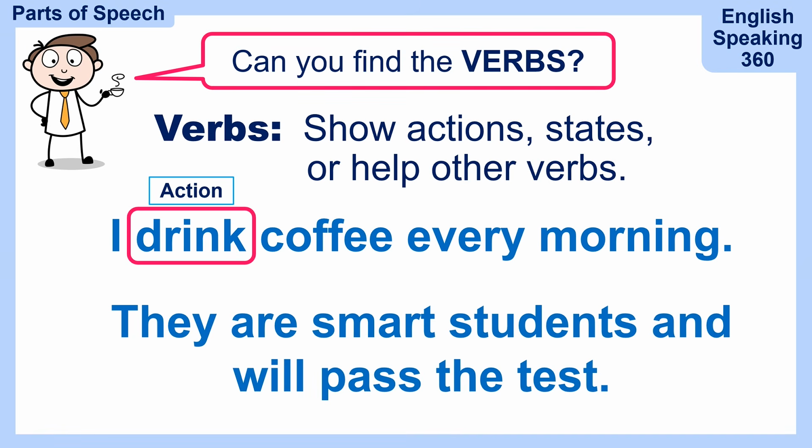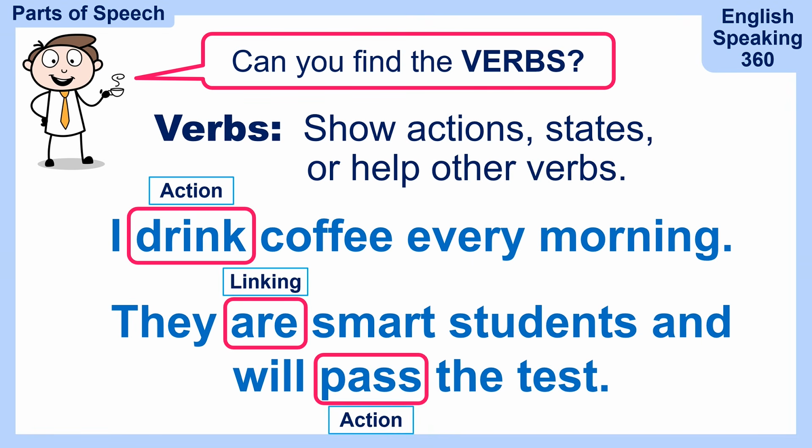How about this sentence? They are smart students and will pass the test. In this sentence, you have many verbs. Where are they? The first verb is are, the verb to be, and that is a linking verb. We also have pass the test. That is an action verb, but pass is not alone. It is helped by the auxiliary will, and that is a helping verb. It gives a future dimension to the sentence.